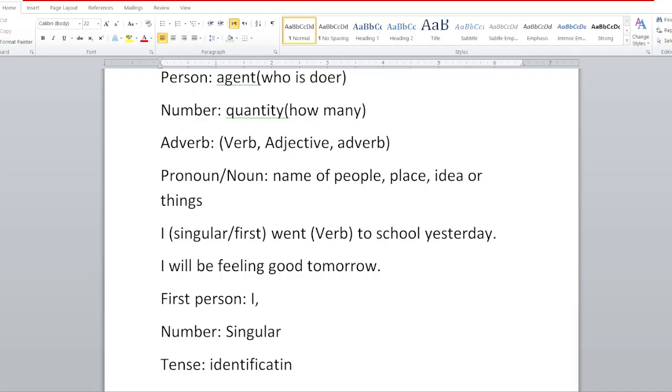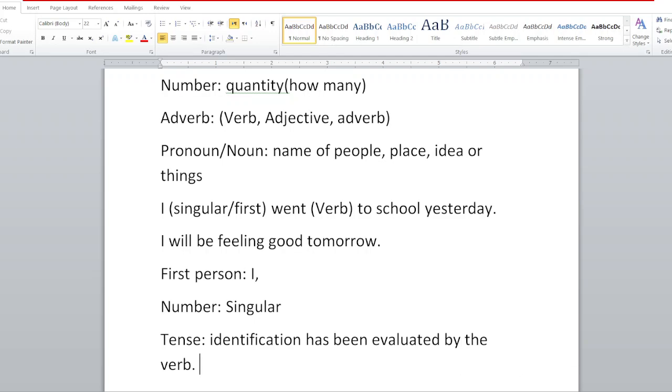identification has been evaluated by the verb. So verb is the evaluation, or verb is like a stigma of identifying whether the thing is actually in the present tense or not, or what tense it actually is. Okay, so this is the basic thing. You have to first practice it. So I'm not talking about the other things. So this is for this part.